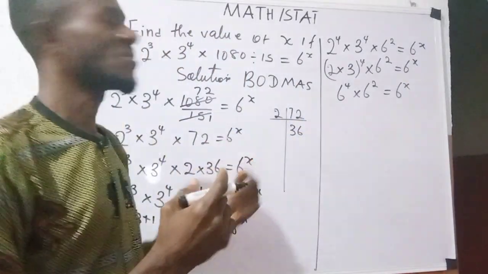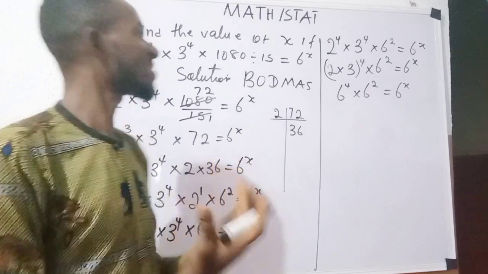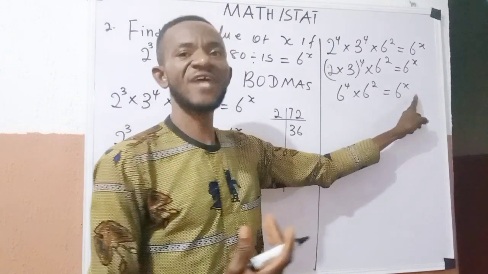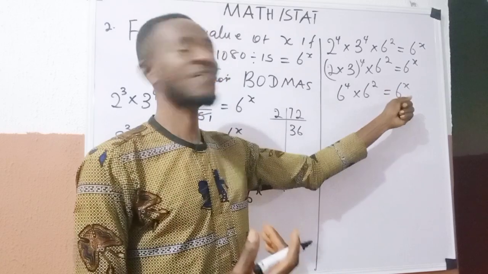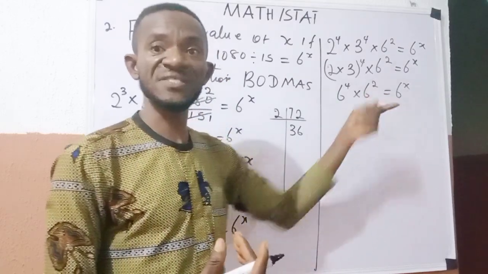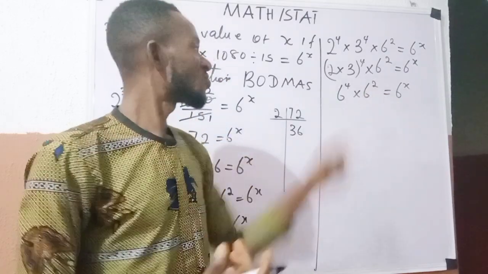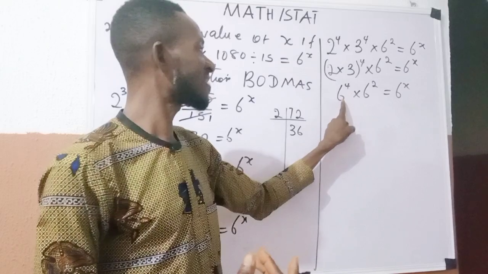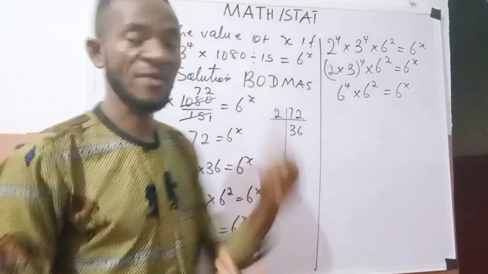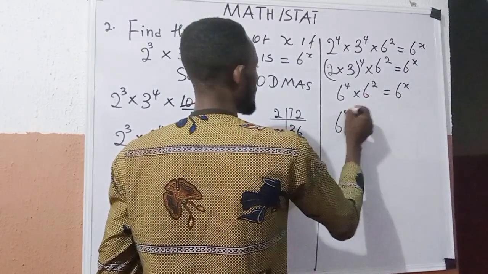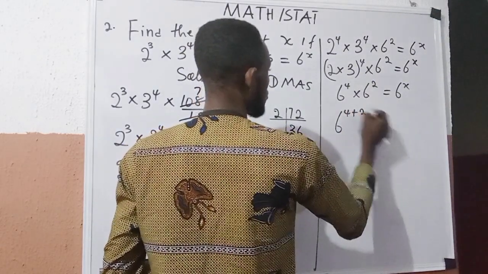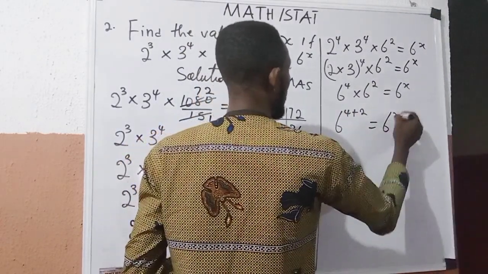If you watch now, we have established every effort such that what I have at the left hand side appears in base 6, and what I have at the right hand side is already in base 6. So I can say, okay, fine, here is my 6 and here is my 6. I still pick 1. So what I have becomes 6, the power here is 4 plus what I have here, 2. This is equal to 6 raised to the power X.